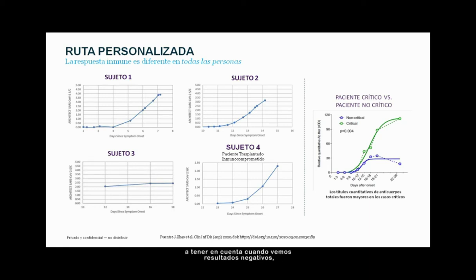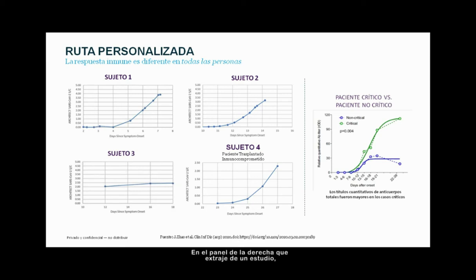And I think this is something to keep in mind when you see negative results, let's say 14 days after symptom onset or more. You really have to look at what's going on with that individual. I don't think any specific test is the silver bullet. You've got to look at all the information you can and the clinical picture in front of you to make a diagnosis and understand what's going on.